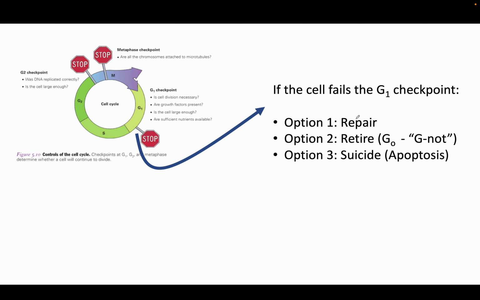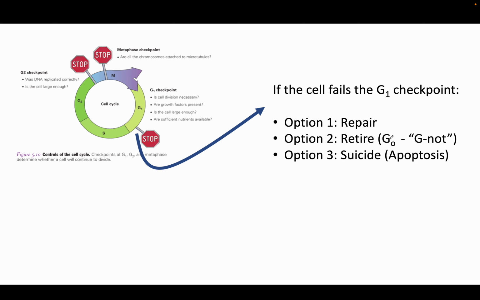Option 1 is to repair. So sometimes our DNA repair mechanisms can do the job. Option 2 is to retire. So sometimes the DNA is damaged, but not in areas that the cell needs to function, for instance. And so the cell can continue to function, but it probably shouldn't go through mitosis. And so we call it retirement or G0.